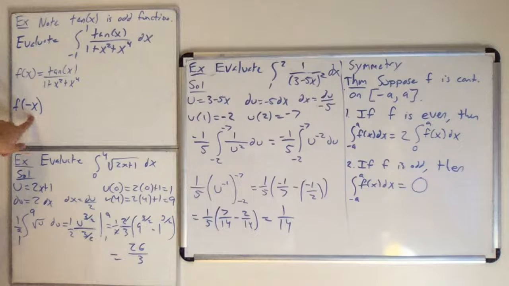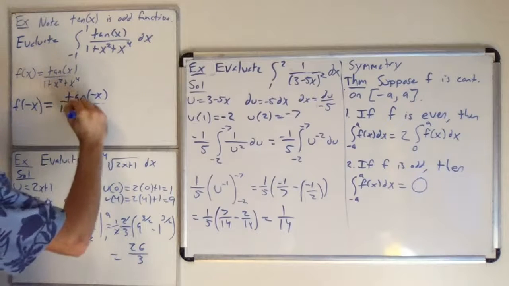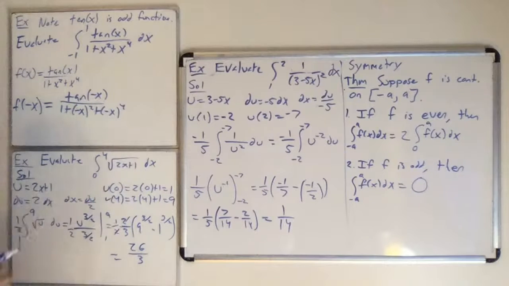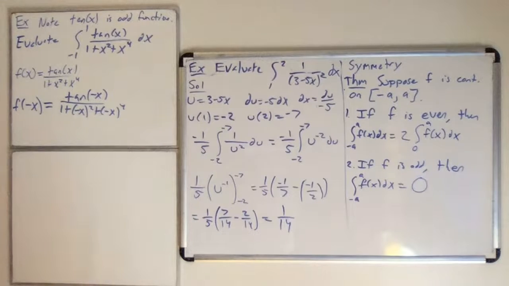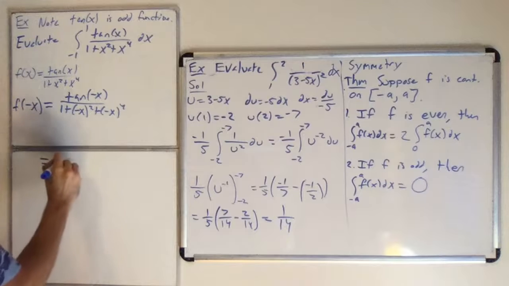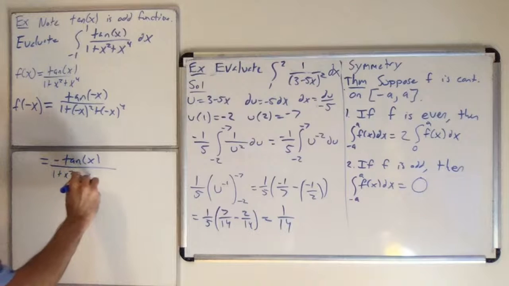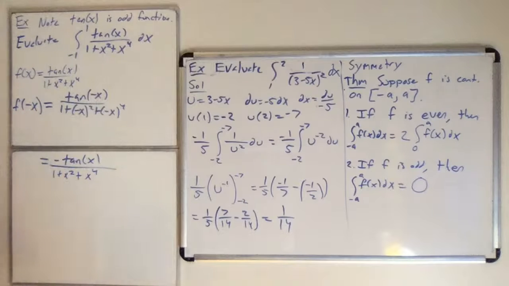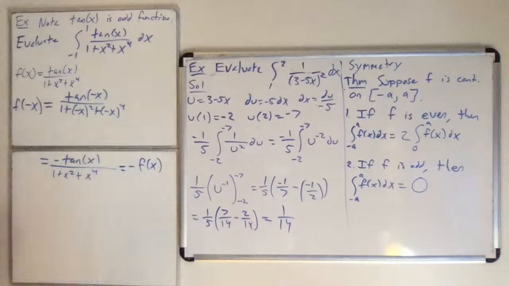We evaluate f of negative x. Okay, and this is equal to, well, tan is an odd function, so we could pull out the negative. And negative x squared is the same thing as x squared. Negative x to the 4th is the same thing as x to the 4th. So this is equal to negative f of x. So what can we say if f of negative x is equal to negative f of x?